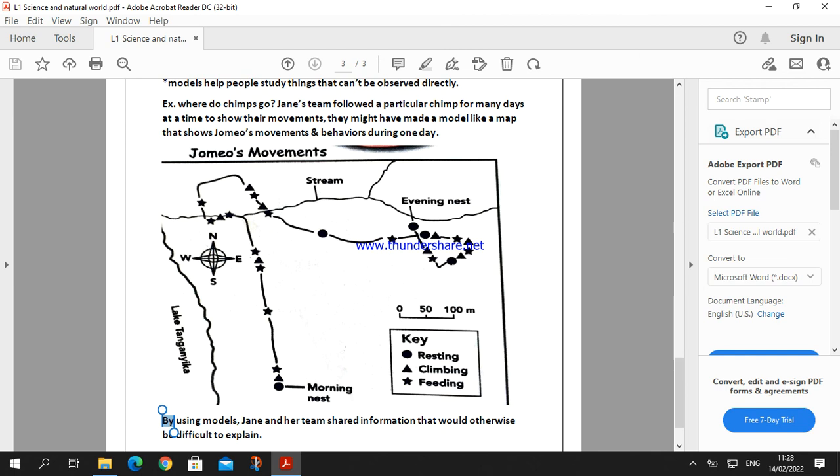Look at the map. We note that we use some keys: circle for resting, triangle for climbing, star for feeding. Listen to me. This is a morning nest, and this is the direction and distance covered by Jomyu during the day, until he reaches the evening nest. By using models, Jane and her team shared information that would otherwise be difficult to explain.